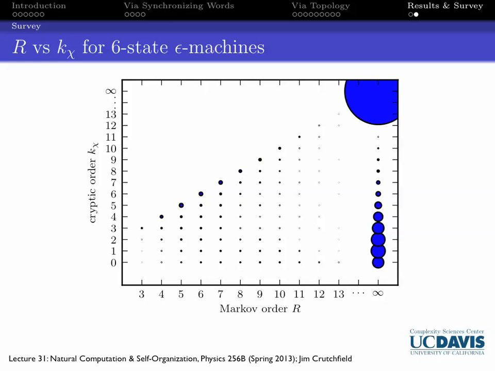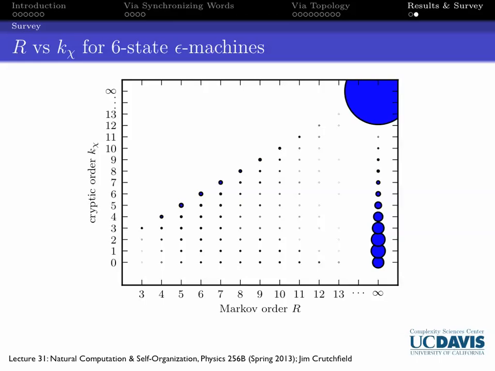So, a number of features here. First off, of the finite Markov order area, so these ones here, we notice the density tends to be where Markov equals cryptic, so along this line here. And there are fewer machines with large but finite Markov order or small but finite Markov order. Second, we do notice that even when the Markov order is infinite, the cryptic order is finite in a large number of cases. These aren't very small dots. These are the biggest ones that aren't this one.